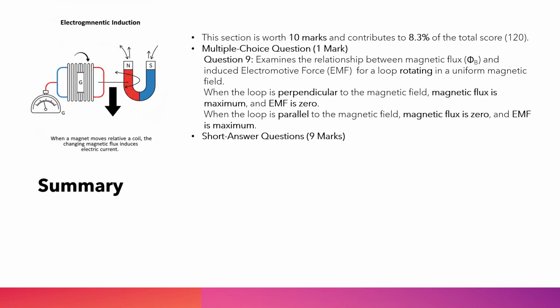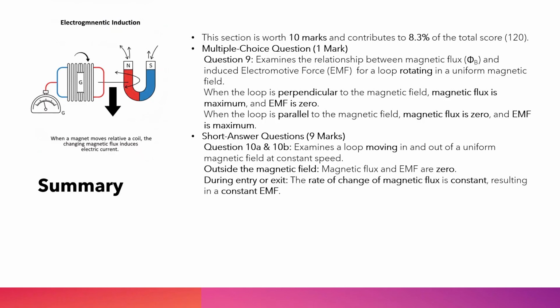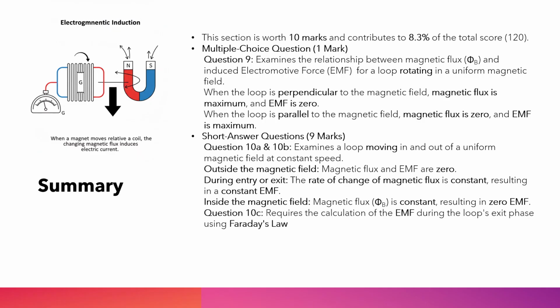Short answer questions, 9 marks, question 10a and 10b, examines a loop moving in and out of a uniform magnetic field at constant speed. Outside the magnetic field, magnetic flux and EMF are 0. During entry or exit, the rate of change of magnetic flux is constant, resulting in a constant EMF. Inside the magnetic field, magnetic flux is constant, resulting in 0 EMF. Question 10c requires the calculation of the EMF during the loop's exit phase using Faraday's law. Question 10d requires the identification of the direction of the induced current using Lenz's law.